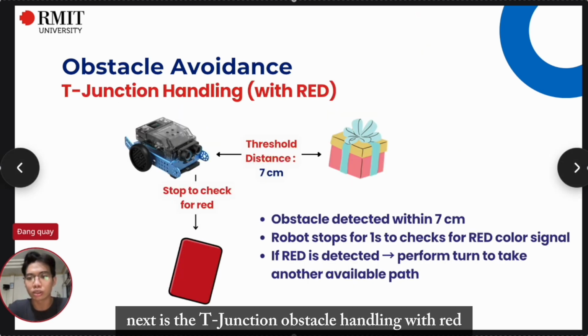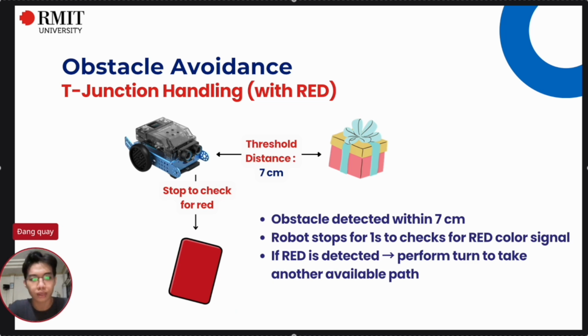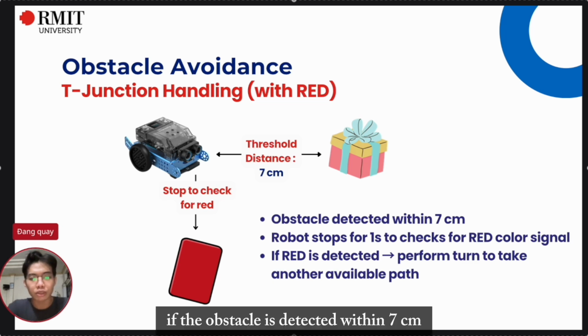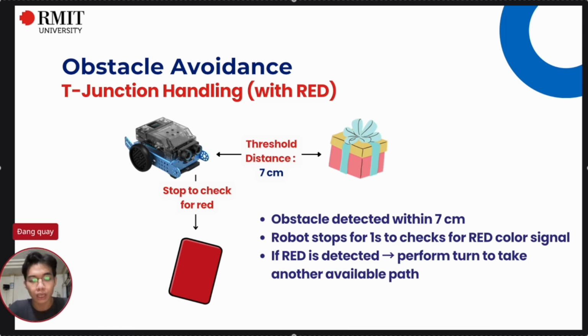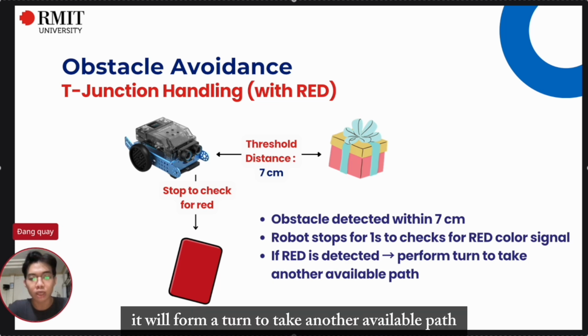Next is the T-junction obstacle handling with red. If the obstacle is detected within 7 centimeters, the robot will stop for 1 second to check for the red color signal. If red is detected, it will perform a turn to take another available path.